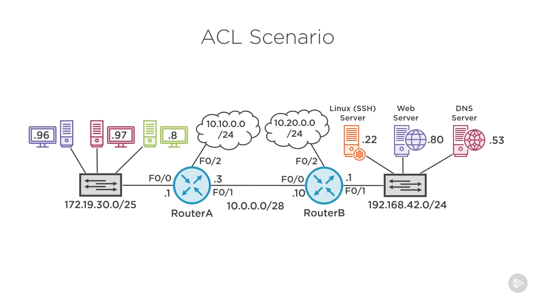We're going to take router A and router B, and we're only going to allow SSH from the device 172.19.30.8. And we're going to do that by applying an access control list not to one of the interfaces passing traffic, but rather we're going to apply a standard access control list to our line VTY configuration. And that way we will be able to limit SSH access. So our goal here is to limit SSH access to router A and router B from only 172.19.30.8.